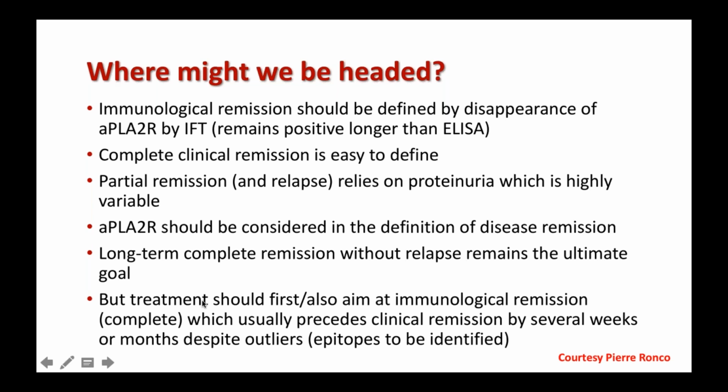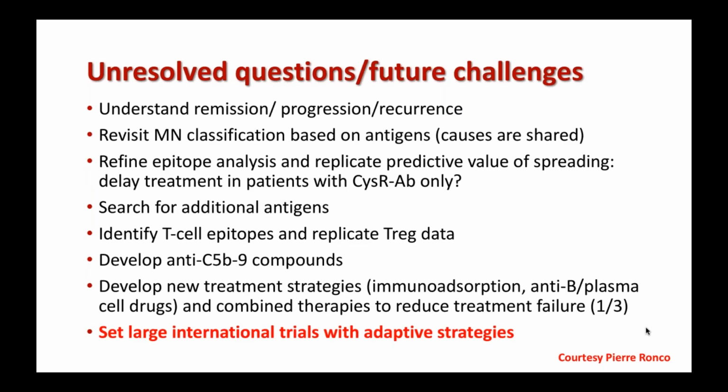However, until the patient develops complete clinical remission, we can also aim at immunological remission, complete immunological remission, which means undetectable antibody, which will precede clinical remission by several weeks or months. All right. But there are a number of still unresolved questions and future challenges. We still need to understand better remission, disease progression, and disease recurrence.